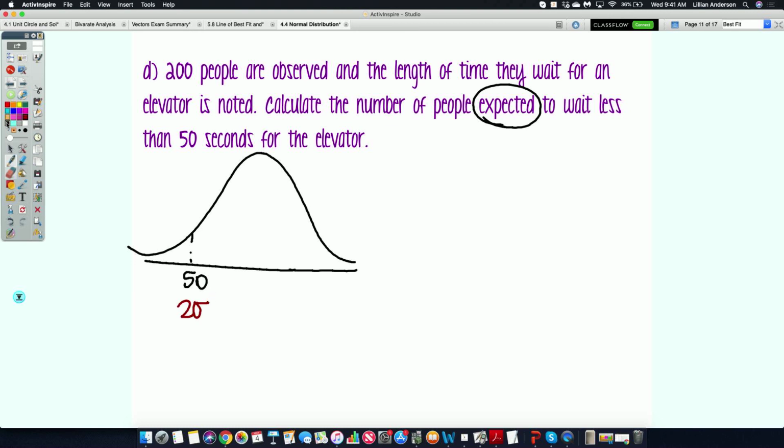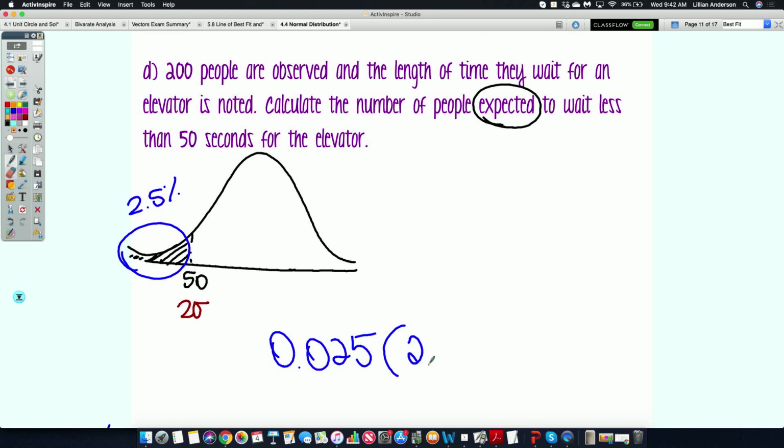Now it says less than 50 seconds. Less than that, is that to the left of that line or the right of that line? To the left. So 2.5. So the probability of this is 2.5%. So what's that as a decimal? 0.025. So then if my probability is 0.025 and I see 200 people and I collect their data for 200 people, then how many are expected to wait less than 50 seconds? 5. And you get that by doing what? You multiply by 200.